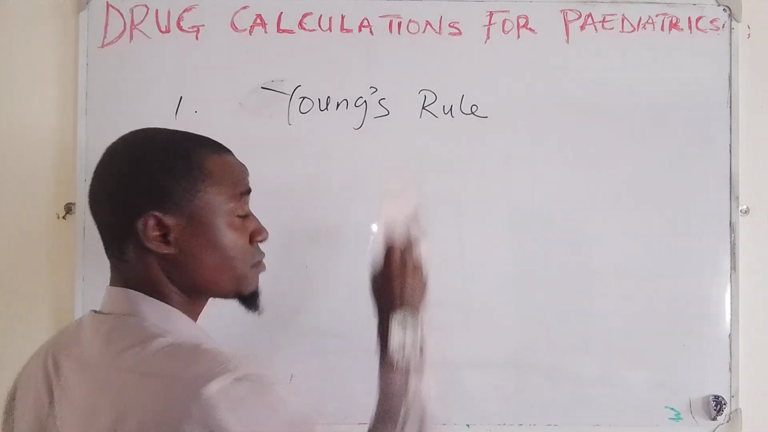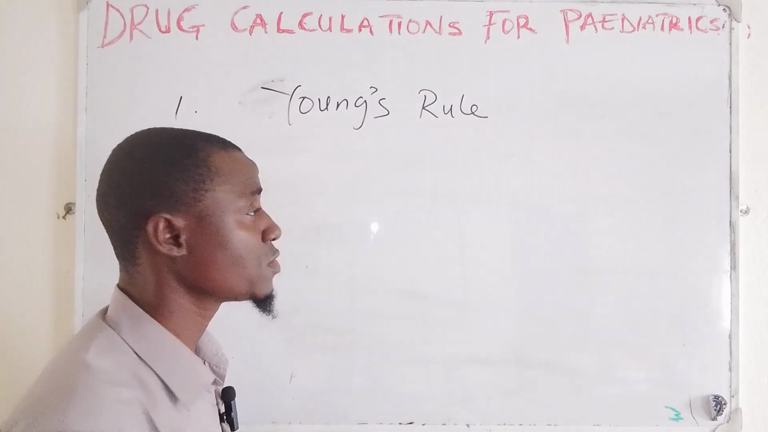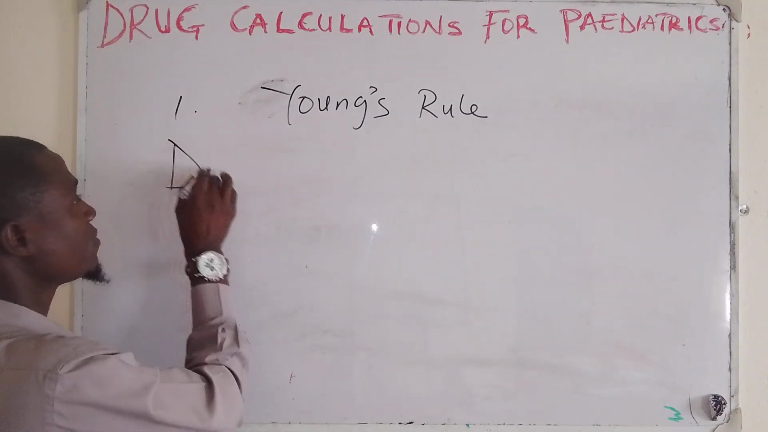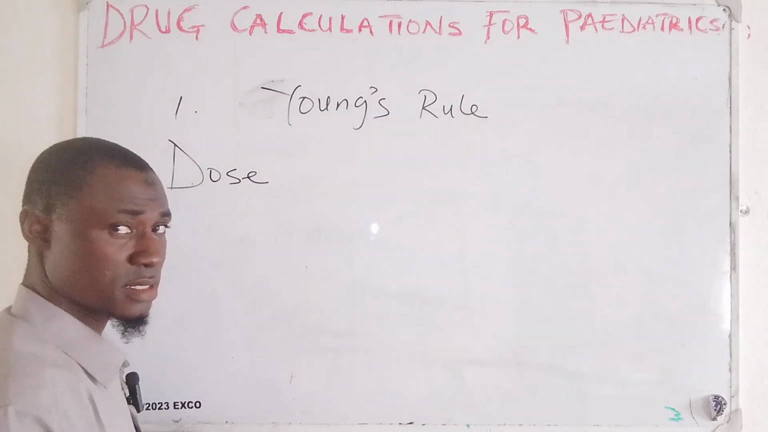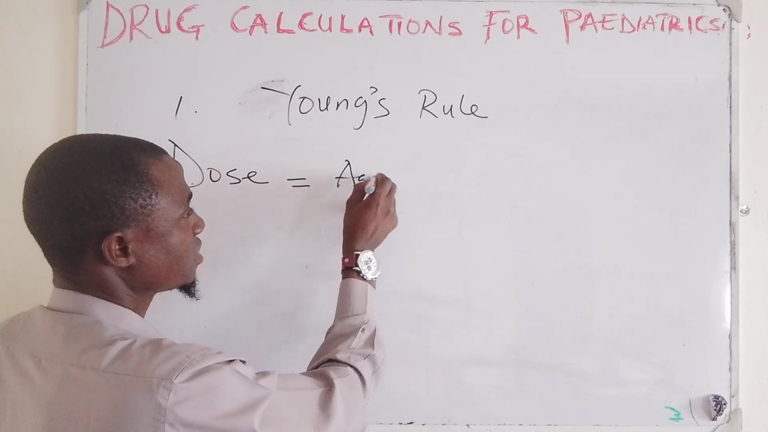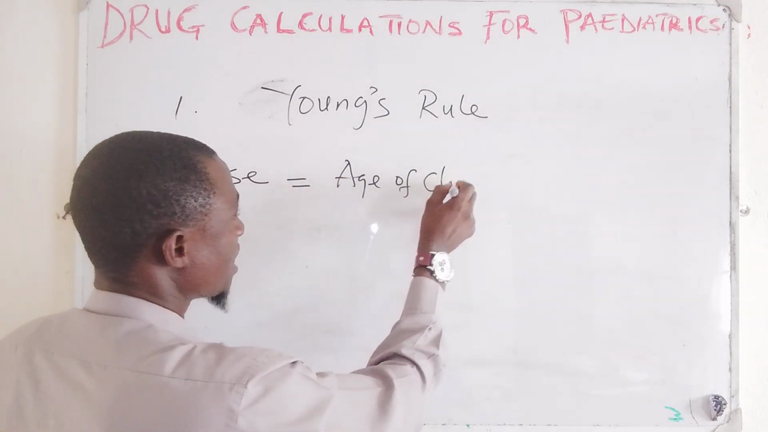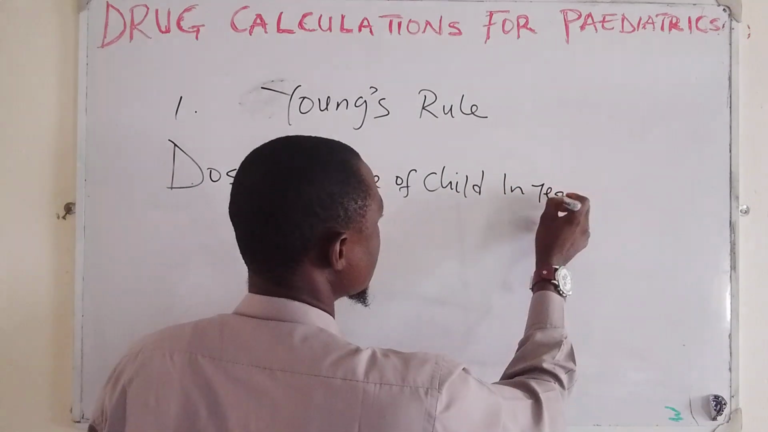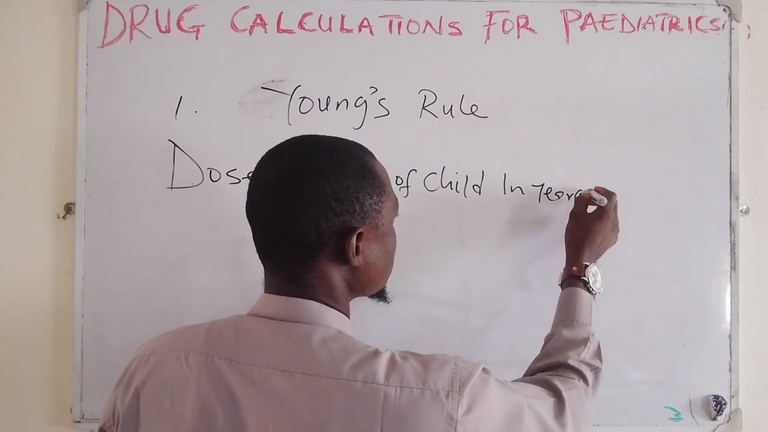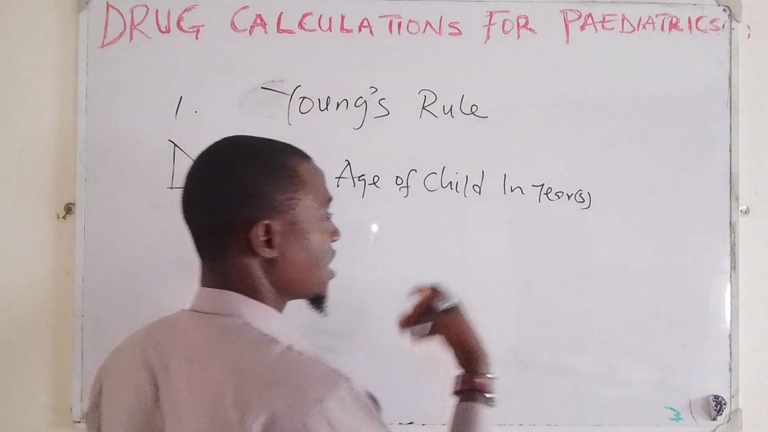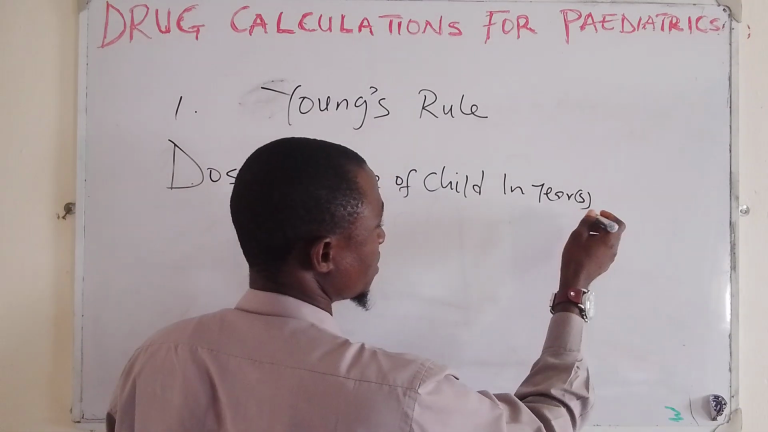So one of them is the Young's rule. The Young's rule is one of the age-based rules, and the rule says that the dose of a drug to administer to a child is given to be the age of the child in years or year. If the child is 1 year, then of course it will be year. If the child is more than one, of course, it becomes plural, years.